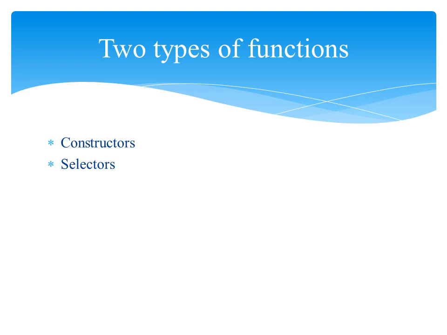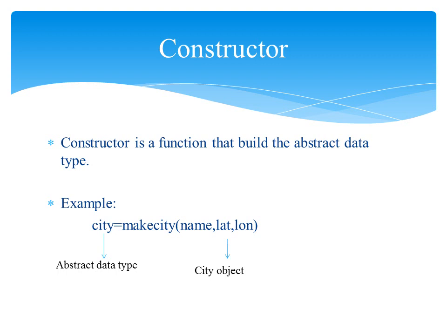There you have two types of function. They are constructor and selector. Let us see constructor. Constructors are functions that build the abstract data type. Let us see an example to build the abstract data type. Here you can see the abstract data type called city and it has three objects, namely name, latitude and longitude.